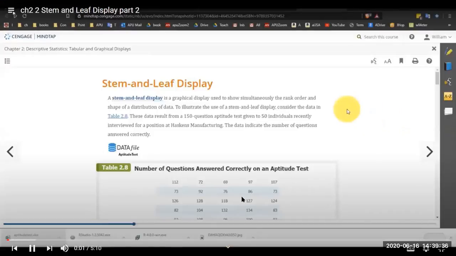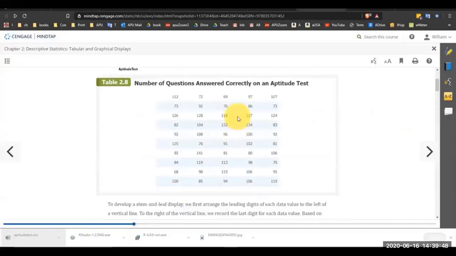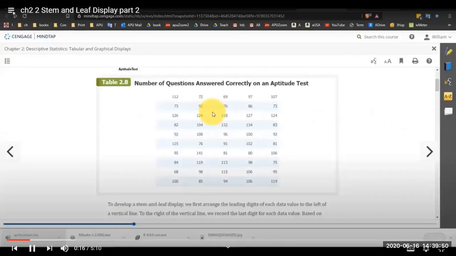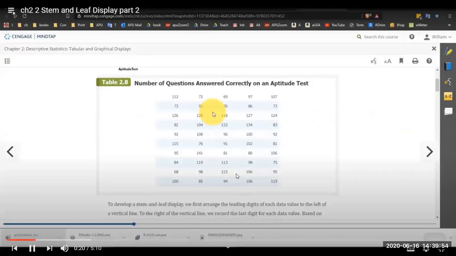Okay, so let's look at how they show the stem and leaf. So they said they have a 150 question aptitude test given to 50 people. So we have 50 pieces of data in here, and then this is how many answers each person got correct.